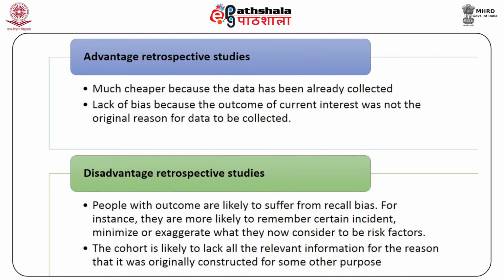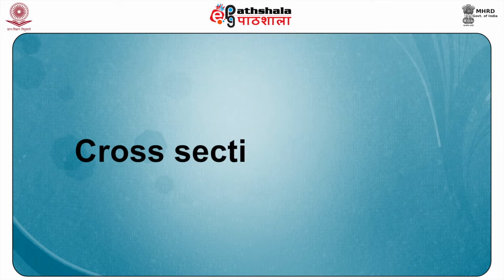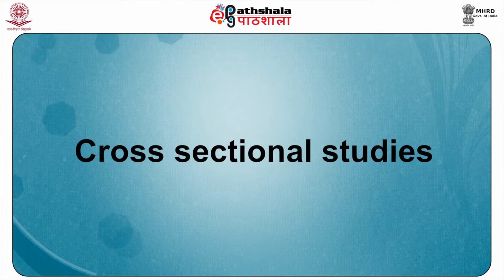Disadvantage: people with outcomes are likely to suffer from recall bias. For instance, they are more likely to remember certain incidents, and minimize or exaggerate what they now consider to be a risk factor. The cohort is likely to lack all the relevant information for the reason that it was originally constructed for some other purpose.